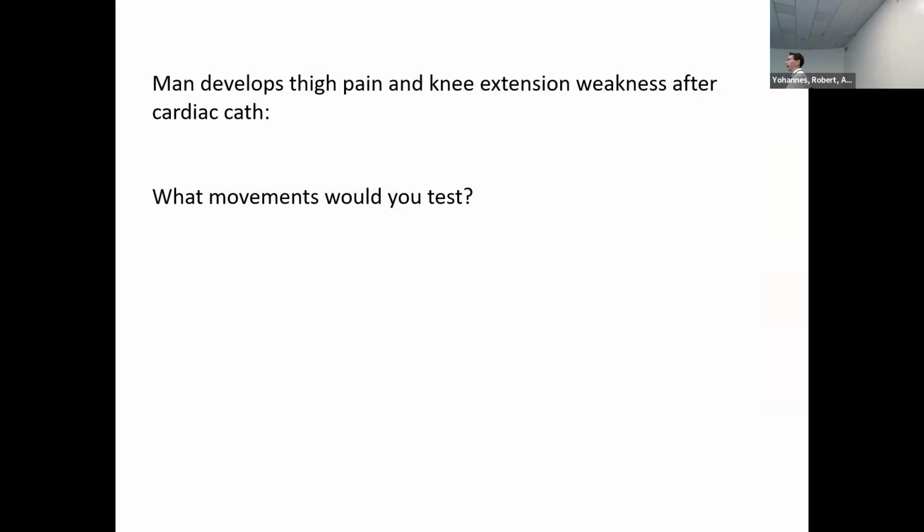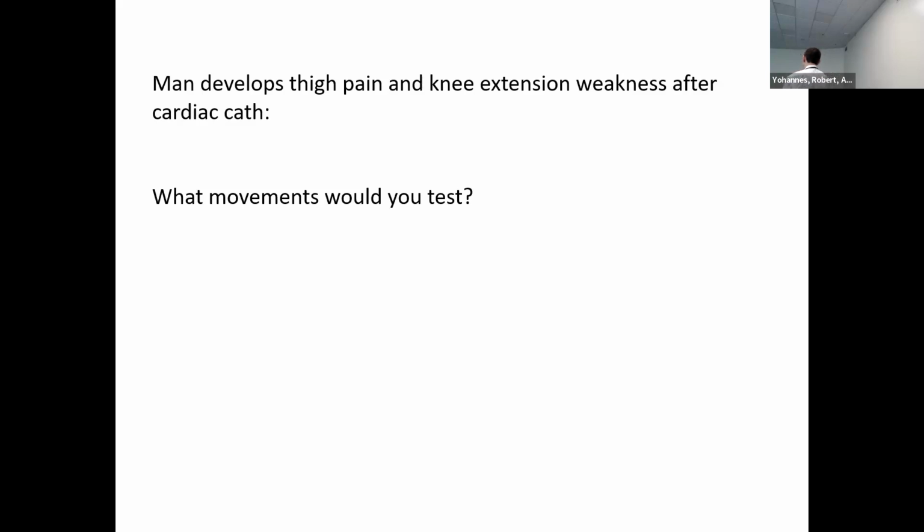We have seen this several times when we were called: patients after cardiac catheterization developed weakness of knee extension. Now, the question is about those patients. We saw one that had involvement of other muscles, probably a stroke. But very often you don't see any other involvement, and you ask yourself, what is the problem? The problem is the femoral nerve.